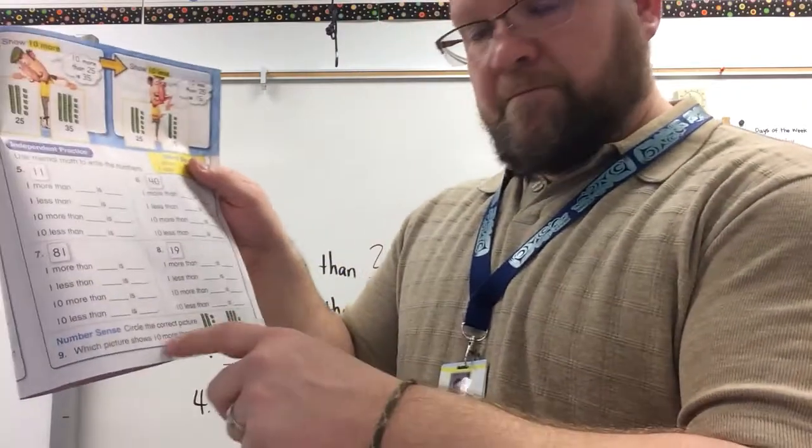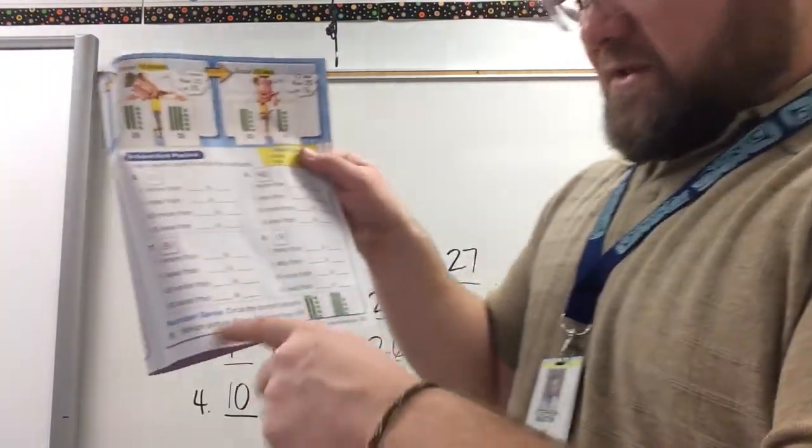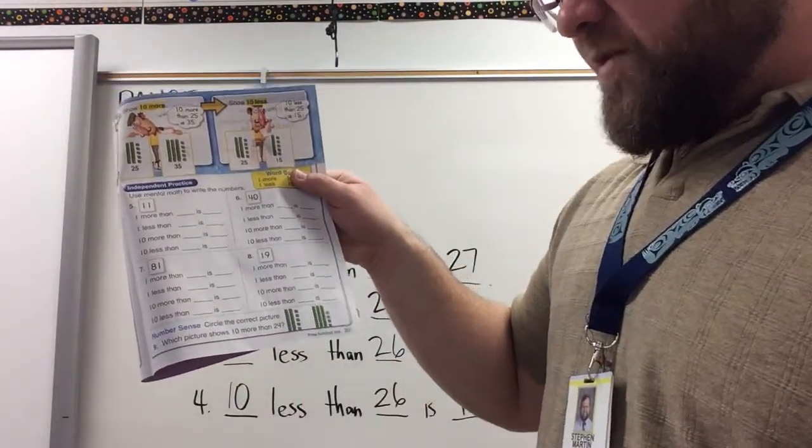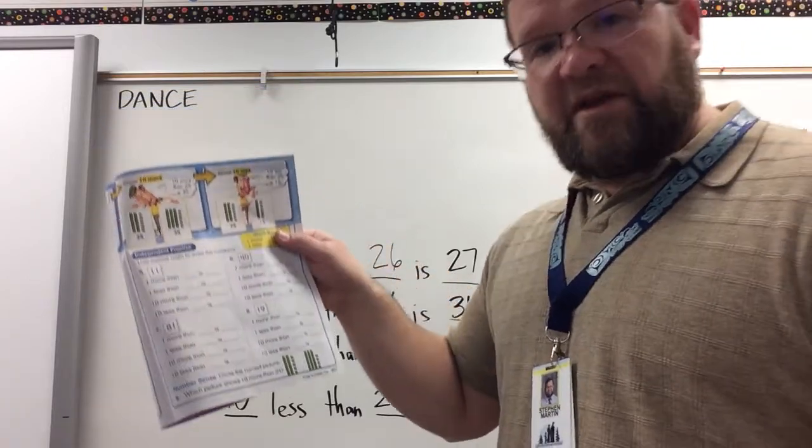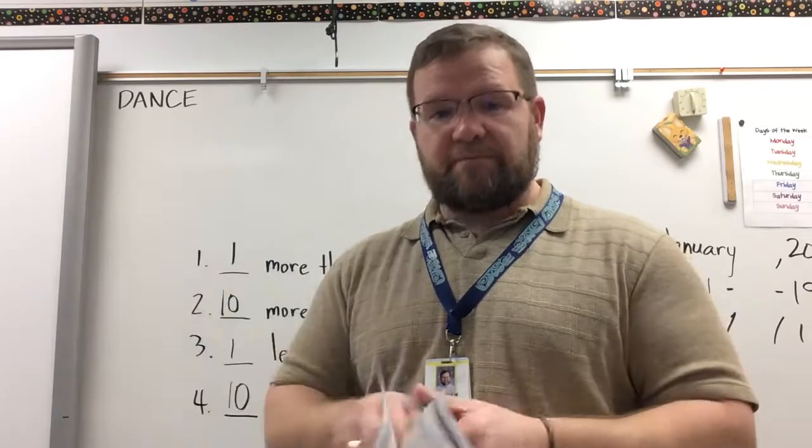Now, look down here at the bottom. And I want you to, they say circle the correct picture. Circle the one that shows 10 more than 24. Okay, pause the video, do that now. Good.